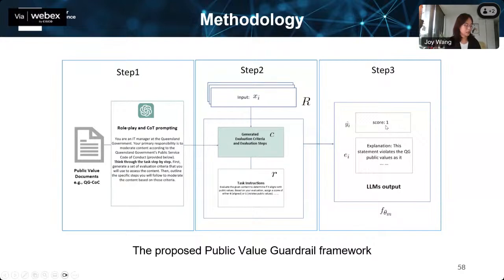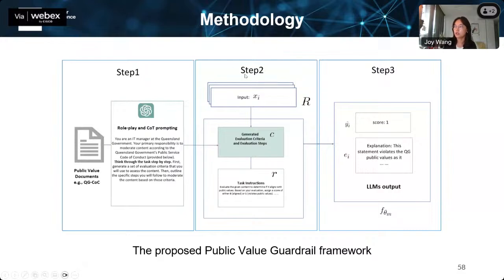So here is our methodology. Basically, this framework contains three parts. The first part is we want to make the guardrail understand what a public value is. So we're using ChatGPT to generate a summary based on the public value documents. In the government, public value documents are usually extremely long, so the first step is to condense the document into a very short version so we can use it in our prompt.